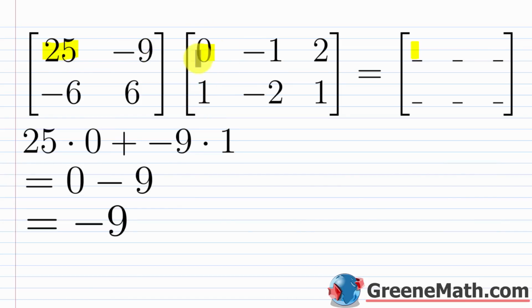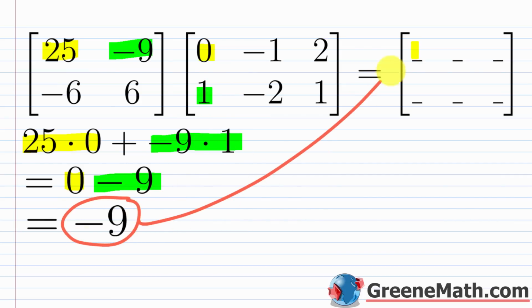We're going to do 25 times 0. Obviously, that's 0. We're going to slide down. We're going to do negative 9 times 1, and that's going to be negative 9. So 0 minus 9 is just negative 9, so this right here is just going to go right there. So this is going to be a negative 9.